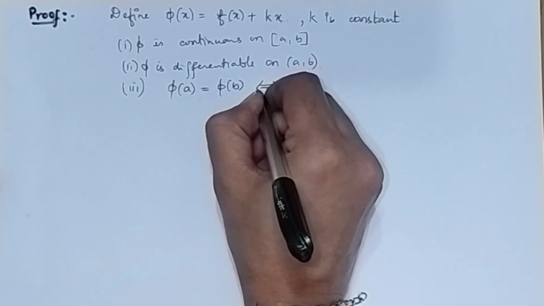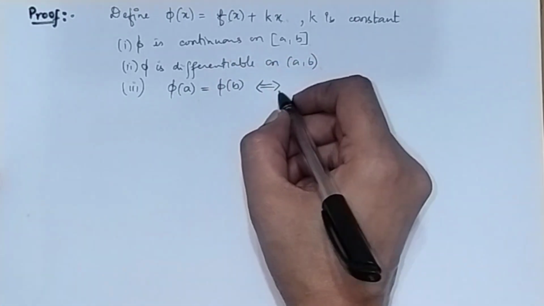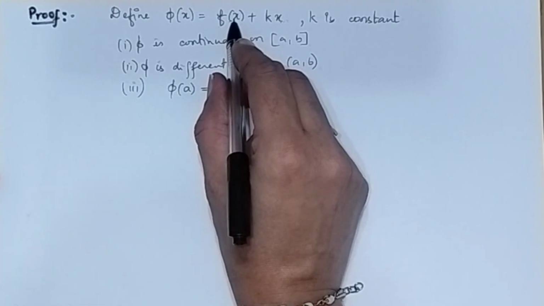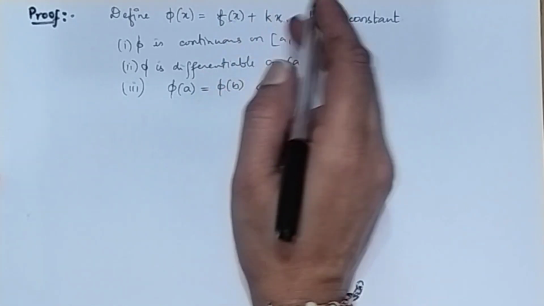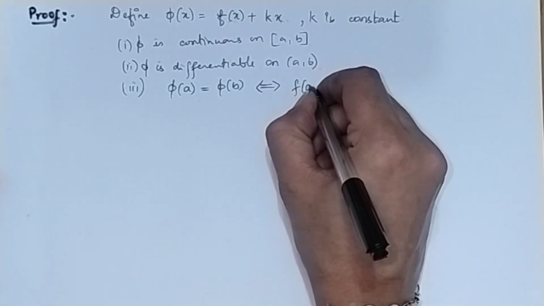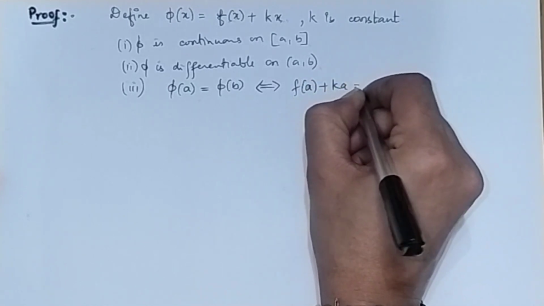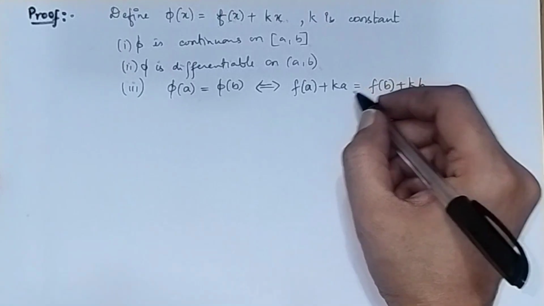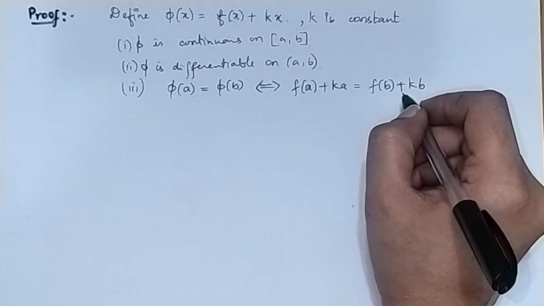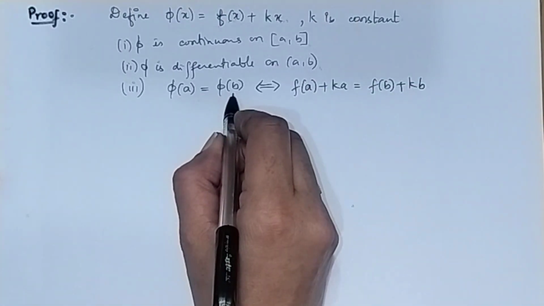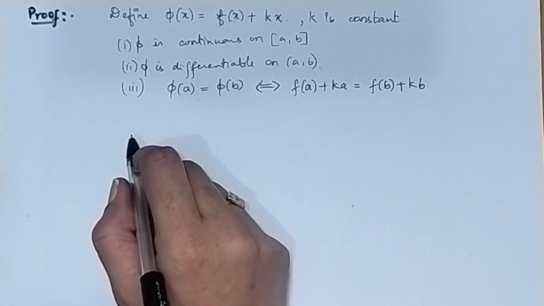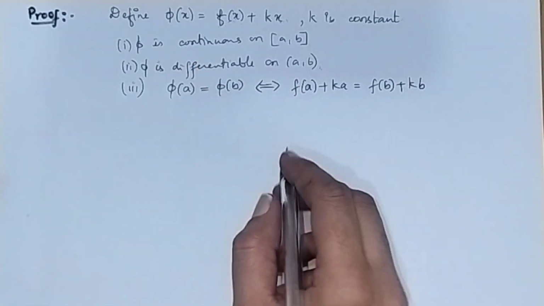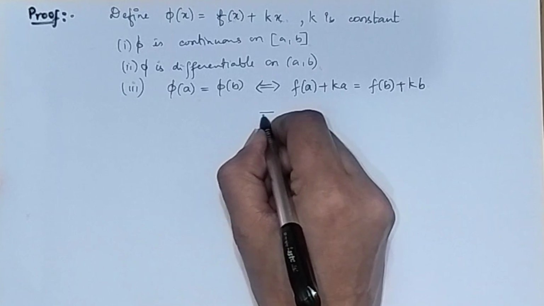This happens if and only if, when you substitute x equals a here and x equals b, we get f(a) plus ka equals f(b) plus kb. We have to find the value of the constant k that will make this happen, so that I can go with the application of Rolle's theorem. So therefore, simplify this.